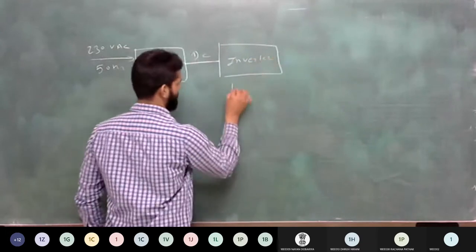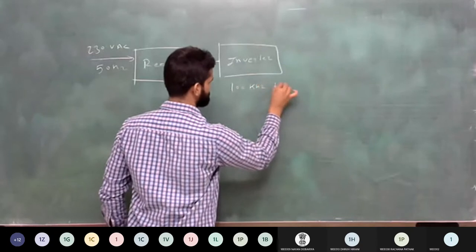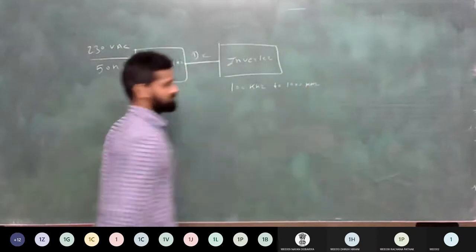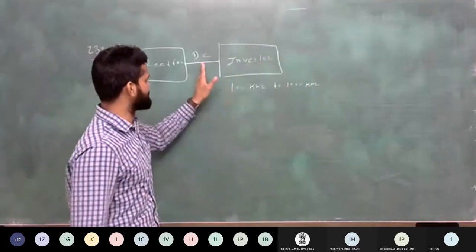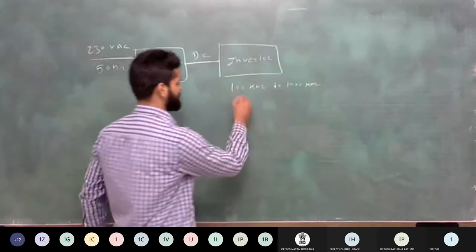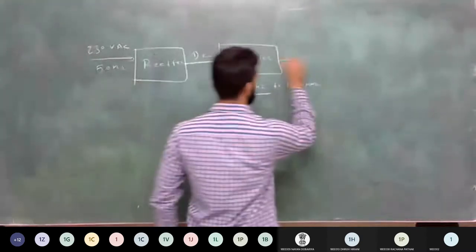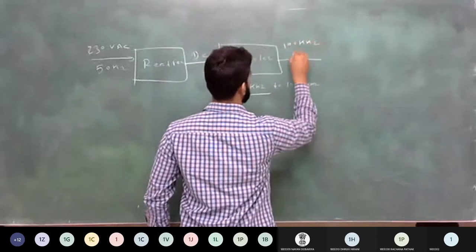Inverter, which is operated at 100 kHz to 1000 kHz. So what is the frequency of the output AC? This converts DC into AC of that much frequency. Suppose assume it is 100 kHz. We operate the inverter switch on off on off. So here you get the 100 kHz AC.